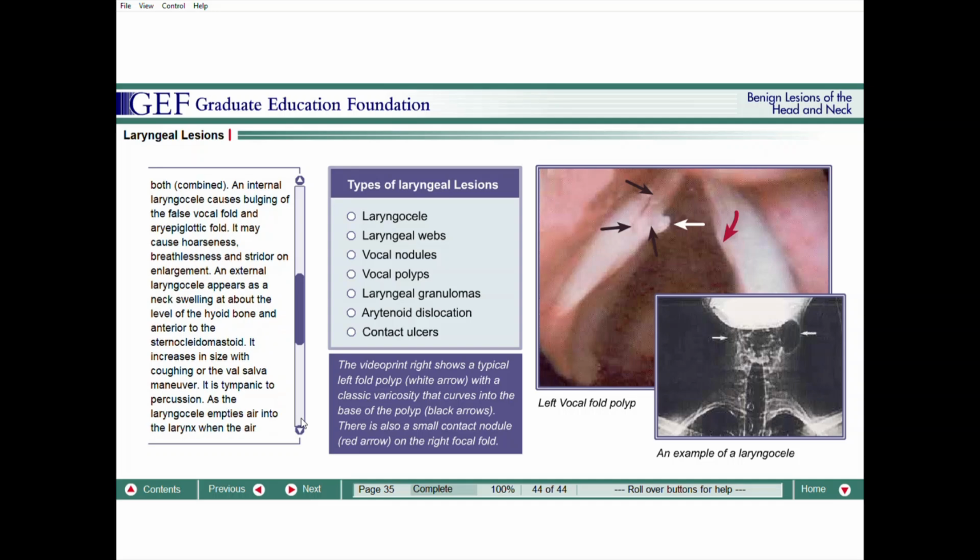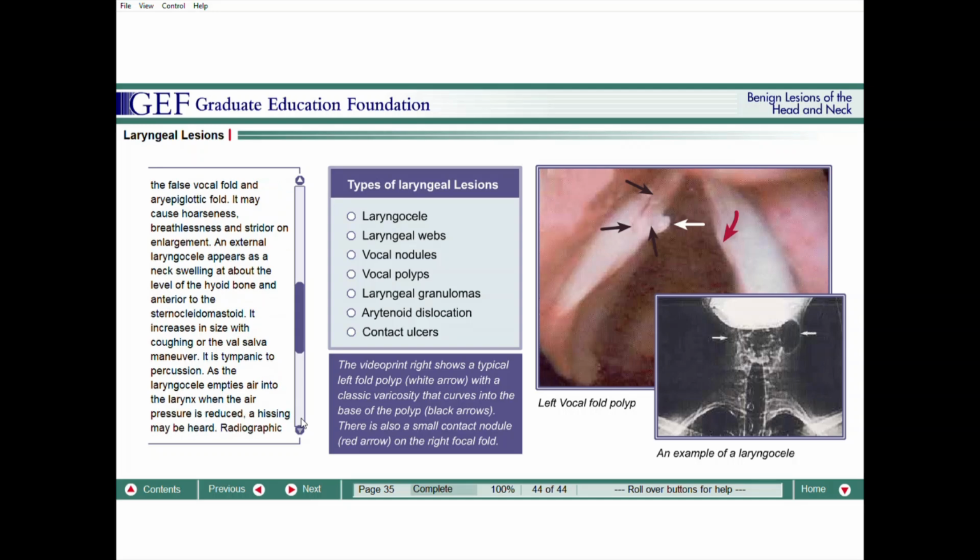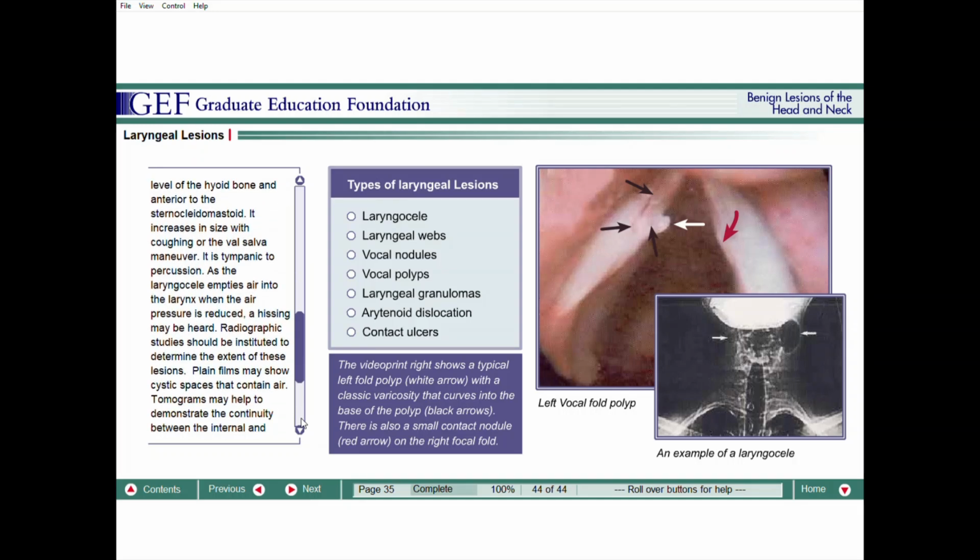An external laryngocele appears as a neck swelling at about the level of the hyoid bone and anterior to the sternocleidomastoid. It increases in size with coughing or the Valsalva maneuver. It is tympanic to percussion. As the laryngocele empties air into the larynx when the air pressure is reduced, a hissing may be heard.